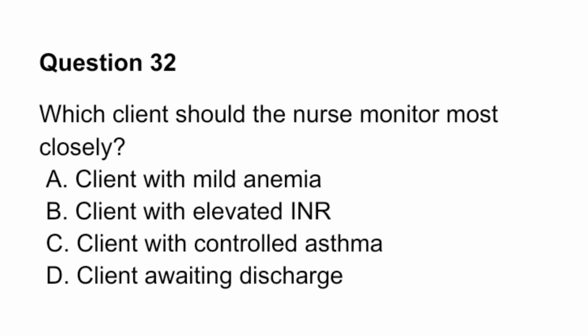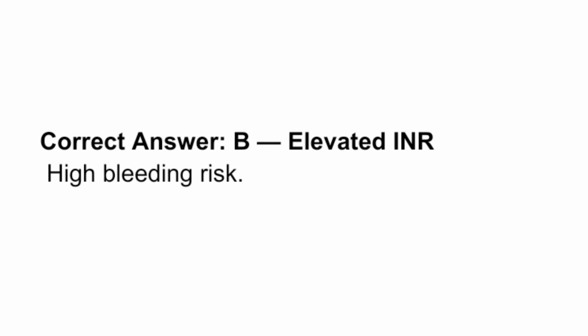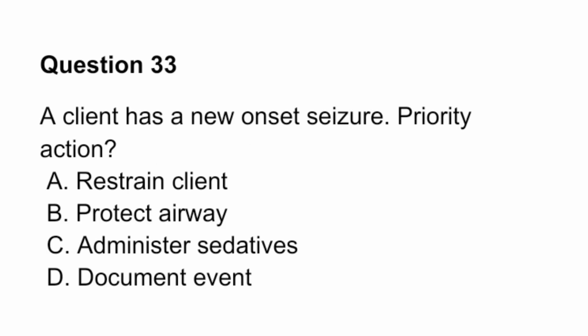Question 32. Which client should the nurse monitor most closely? A. A client with mild anemia. B. A client with elevated INR. C. A client with controlled asthma. D. A client awaiting discharge. Correct answer, B. Elevated INR. High bleeding risk.